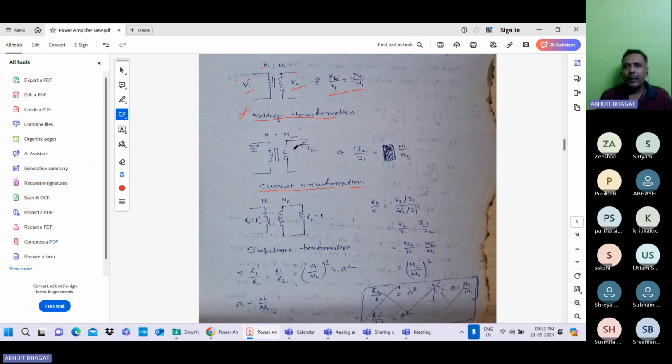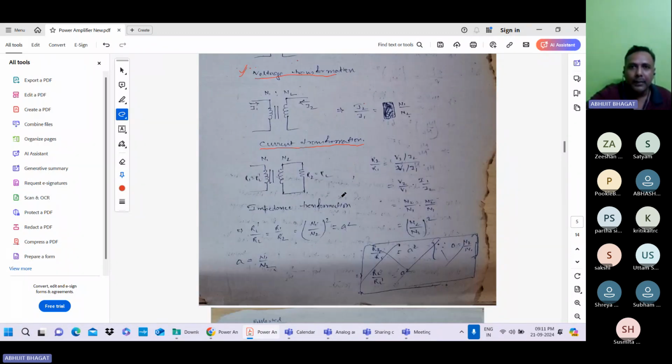So in case of current transformation, if you provide the input current I1, and you are getting the output current I2, then I2 by I1 equals N1 by N2. This is the relationship for the current with turns ratio. I2 is the current in the secondary side, I1 is the current in the primary side, and this is equal to N1 by N2, where N1 is the number of turns of the primary coil, and N2 is the number of turns of the secondary coil. Okay, so this is the current transformation.